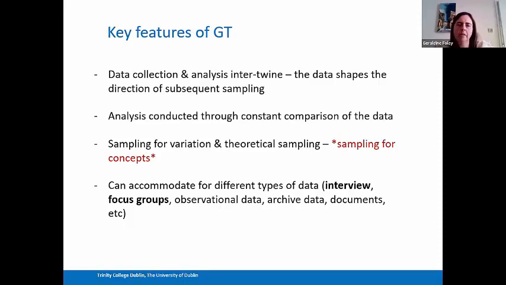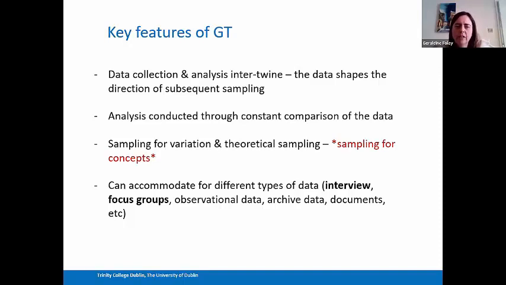So unlike perhaps phenomenological research or general thematic analysis, where you collect all your data and then analyze it together, ideal GT is a process that happens in tandem. Logistically, it can be more difficult to do in everyday research practice, but it's not impossible to have some element of that.